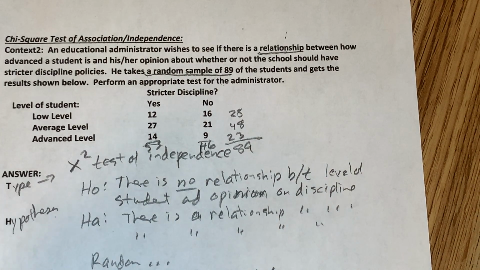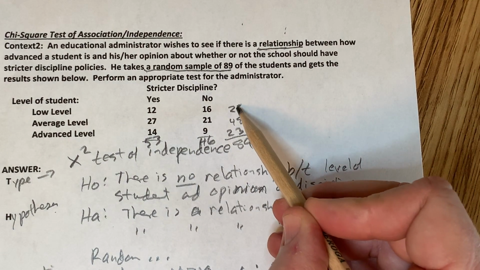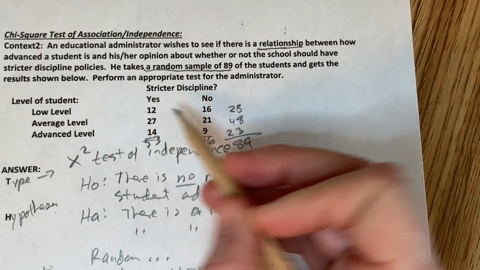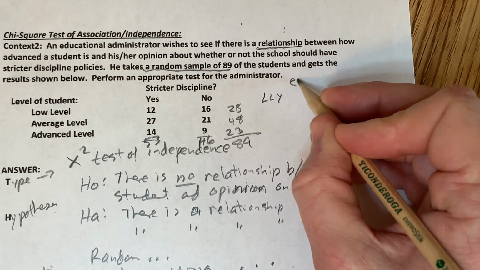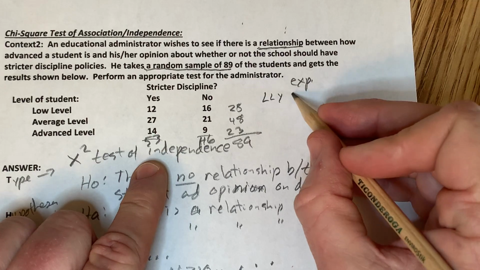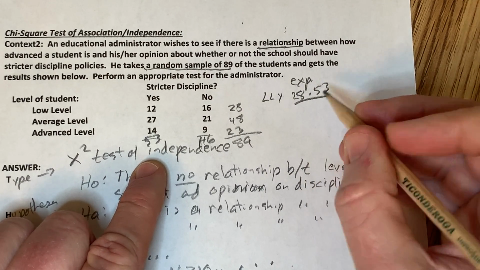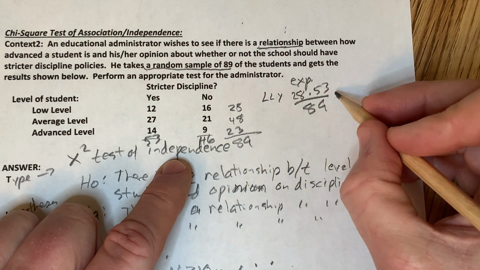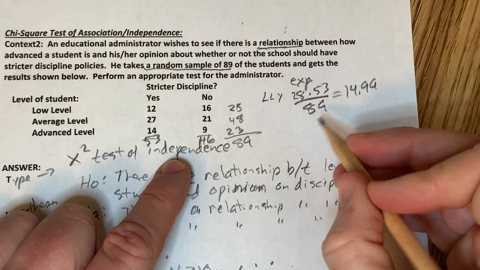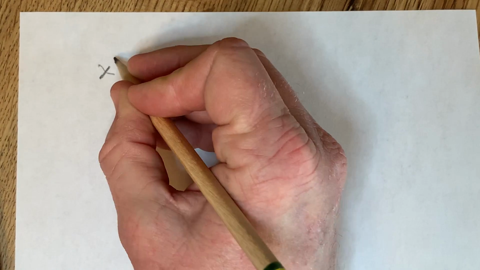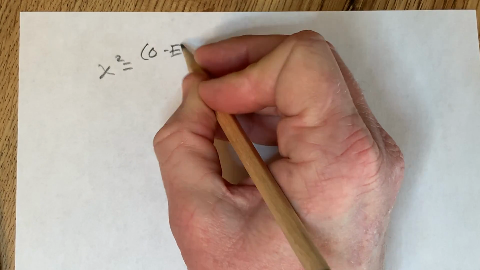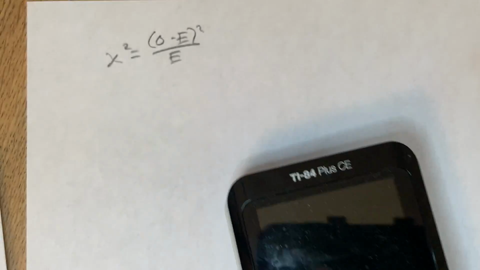So remember, to get the expected counts, it would be row total times column total over table total. So for low level, yes, the expected count, if you're doing this by hand, would be 28 times 53 over 89. That, in fact, is equal to 14.99. And you would do that for all of the cells. And then with your chi-squared test statistic, you would calculate chi-squared is equal to observed minus expected squared over the expected. You'd add them up. But I'm going to just go ahead and use the calculator to get these three values.